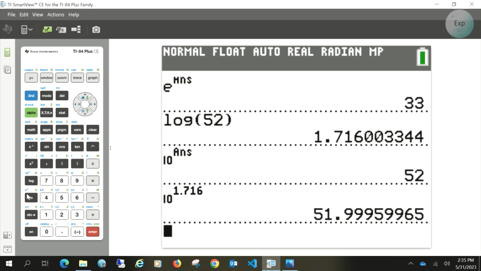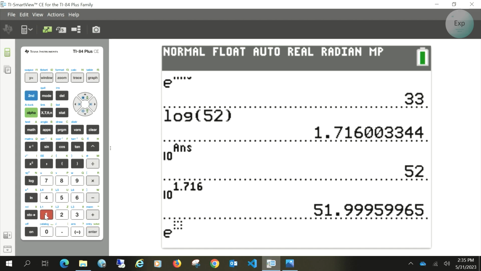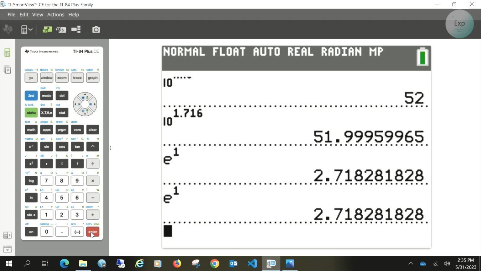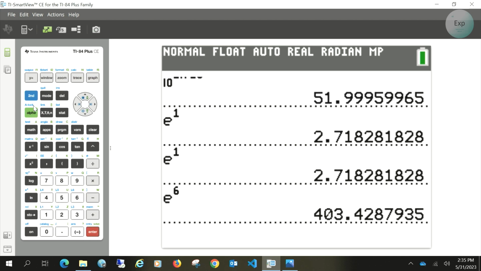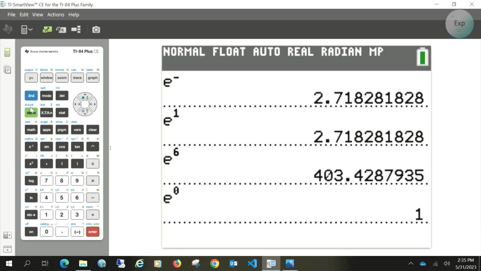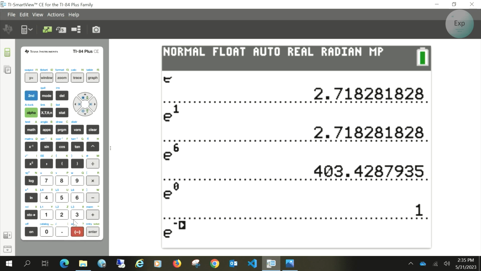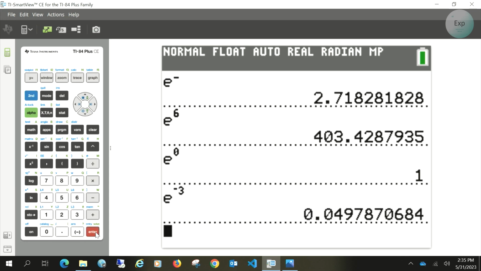If I want to do some direct calculations with e to the x or 10 to the x, I can do that. So if I want to find the value of e, I can type e to the first power. E is the irrational number 2.718281828. It's Euler's number. If I want to raise e to a power, any other power, I can do that as well. Of course, e to the 0 is equal to 1, and I can even raise e to some negative powers. My answer will be less than 1, but still positive.